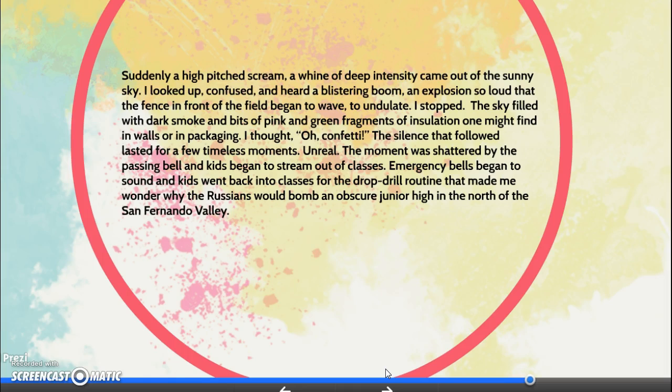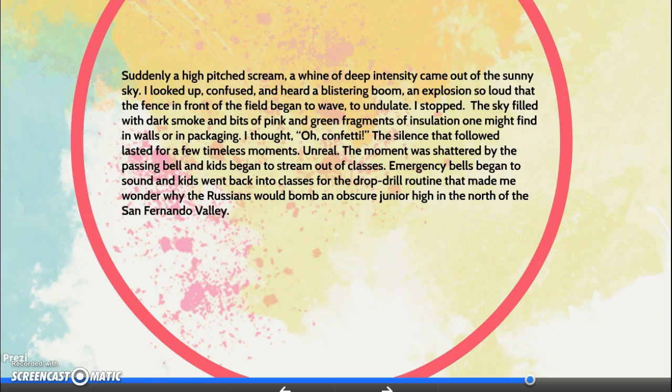I stopped. The sky filled with dark smoke, in bits of pink and green fragments of insulation one might find in walls or packaging. I thought, oh, confetti. The silence that followed lasted for a few timeless moments.